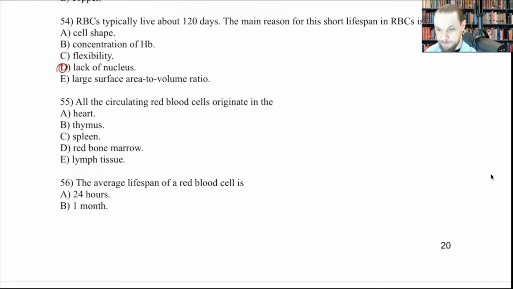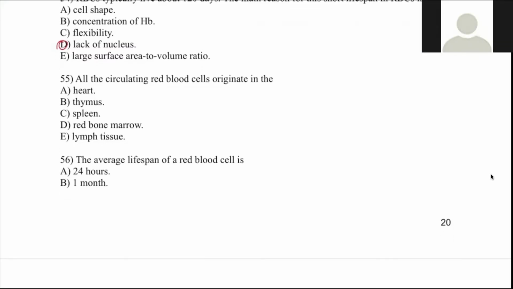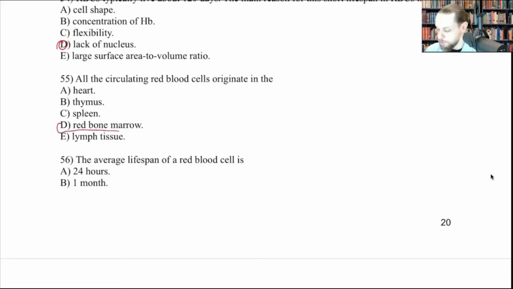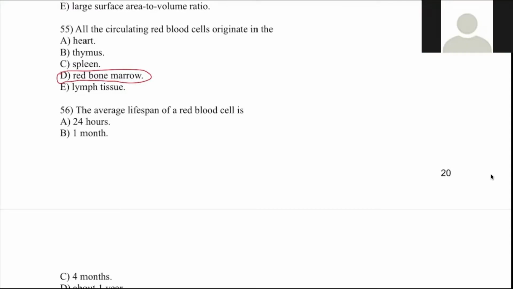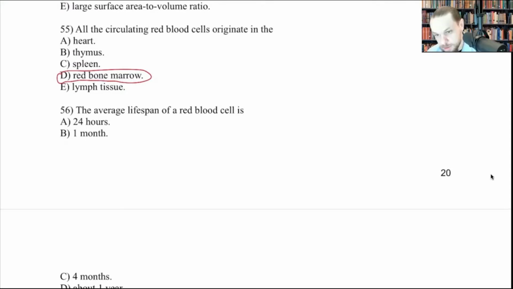All right. 55. I have Andrew for number 55. All the circulating red blood cells originate in the... That would be the red bone marrow. Red bone marrow is correct, right? That's where they are produced, right? That's good.